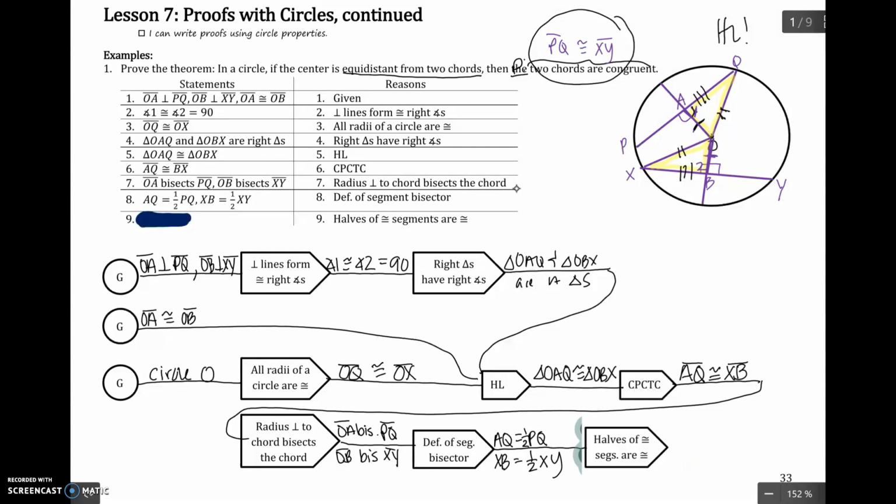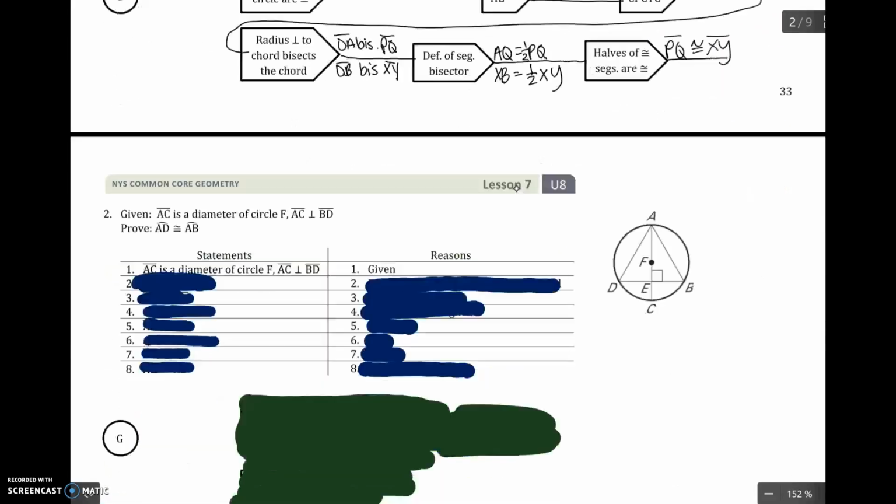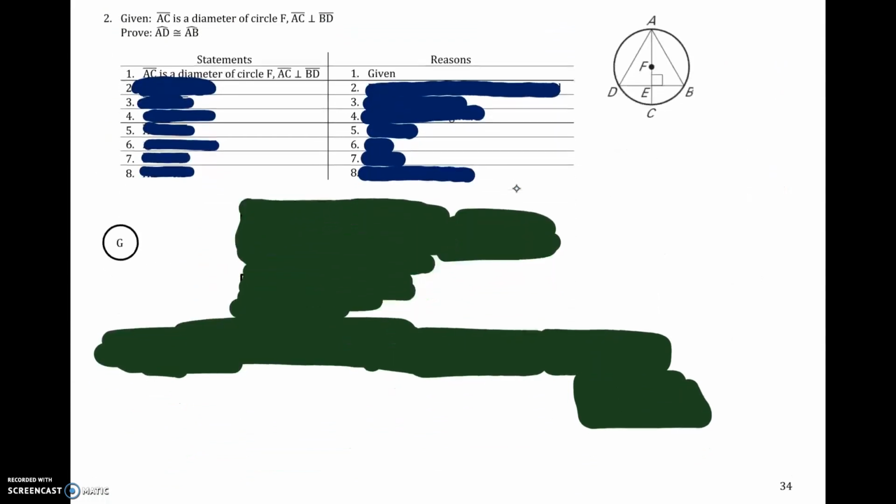So again, the one from the CPCTC, AQ, is half of the whole chord PQ, and the other one from the CPCTC, XB, is half of the chord XY. And then because halves of congruent segments are congruent, that would mean that the whole chord PQ and XY have to be congruent as well. So a little bit tricky here. All right, on to number 2, less tricky.